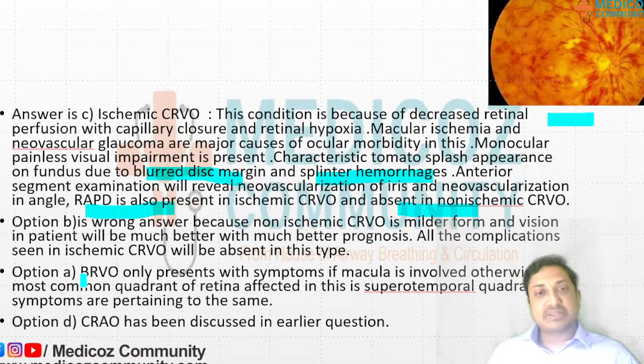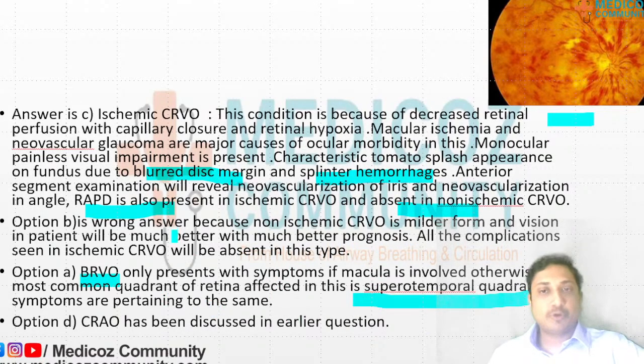Also, remember that when there is branch retinal vein occlusion, there is macula involved with a part of vein, that is only a branch of the retinal vein is occluded, and the most common site for BRVO is the superotemporal quadrant.